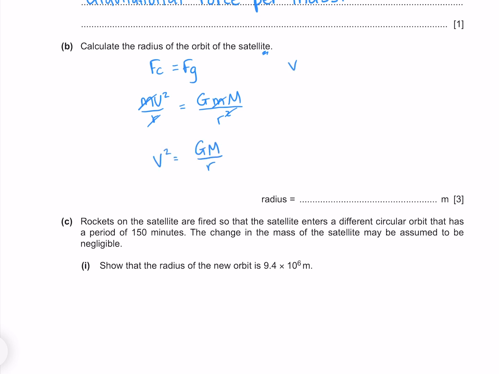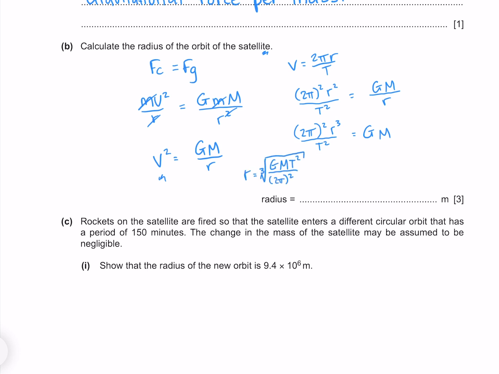We know that velocity is distance over time, where we know that the satellite travels one circumference, which is 2 pi r, in our time, our period. Substituting this into our v, multiplying both sides by r, and now dividing both sides by 2 pi squared, multiplying it by T squared, and then taking the cube root.